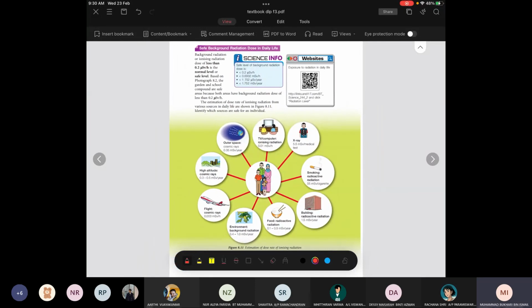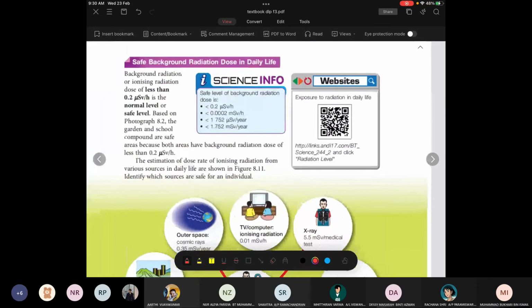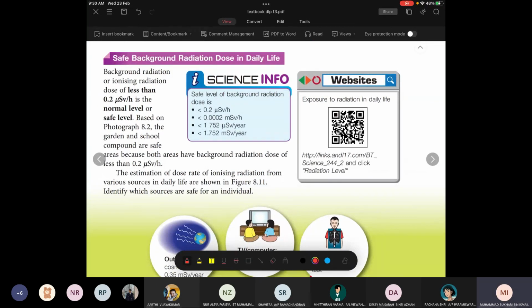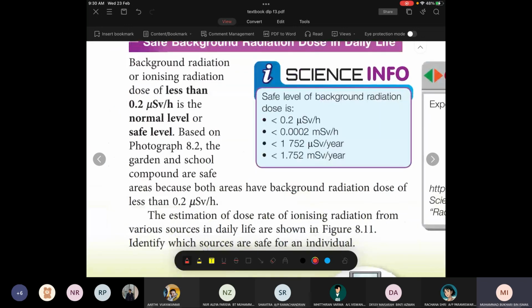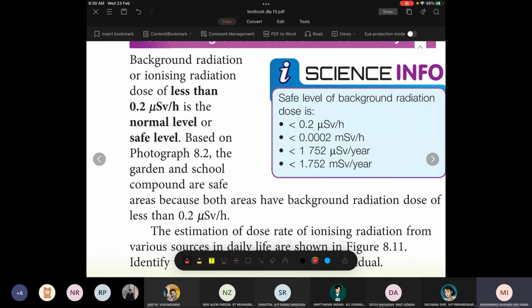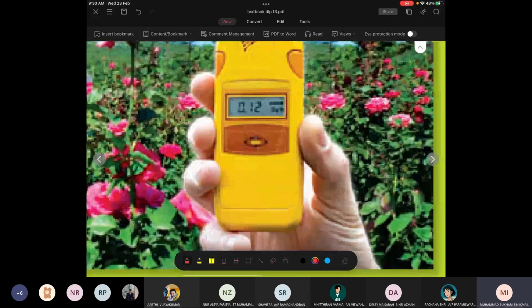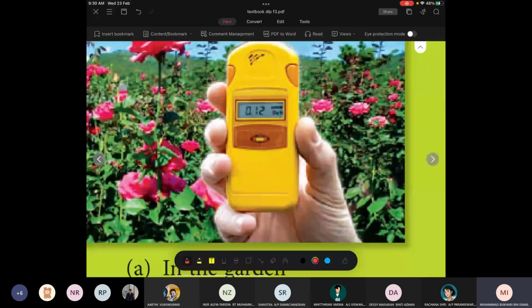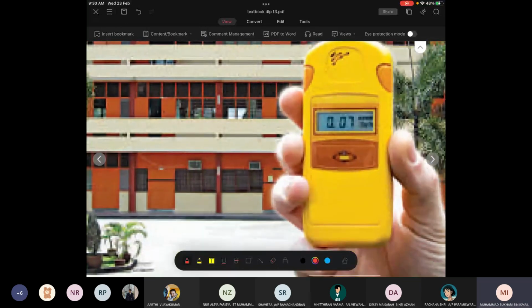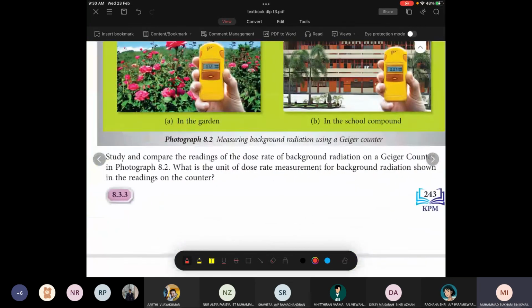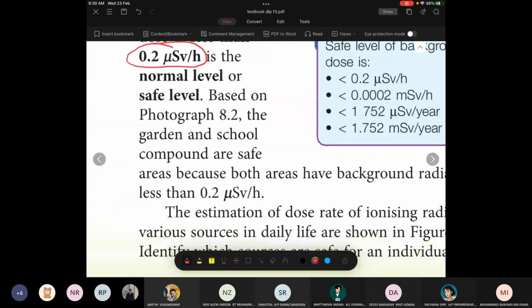Next one. Safe background radiation or ionizing radiation dose is less than 0.2 microsievert per hour. This is the normal level, or safe level. Remember this. So when you compare to this, 0.12 is smaller than 0.2, and 0.07 is also smaller. So these two places are safe for you. Based on photograph 8.2, the garden and the school compound are safe.